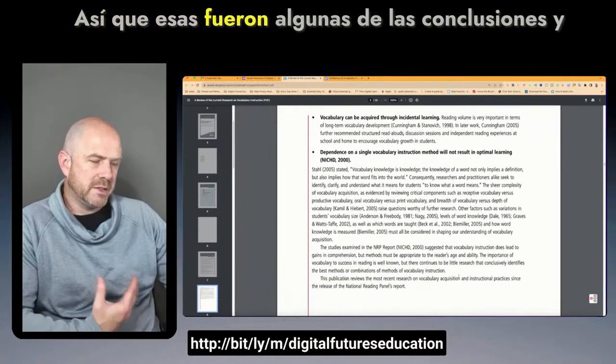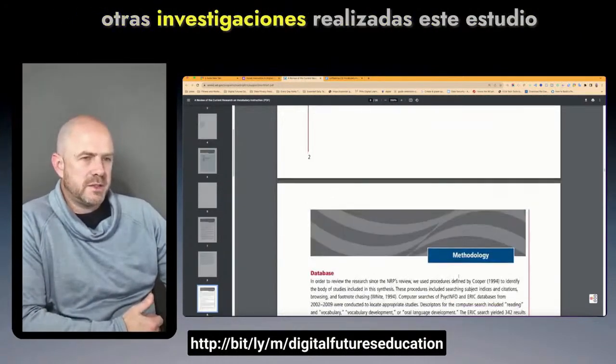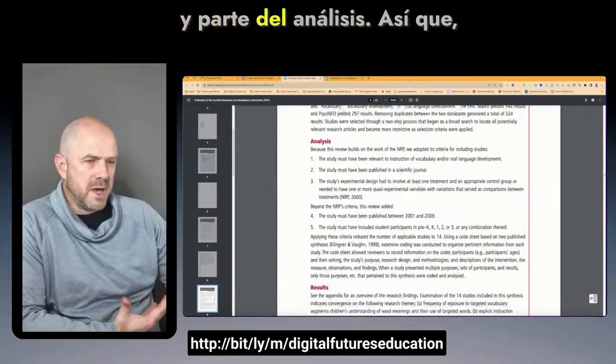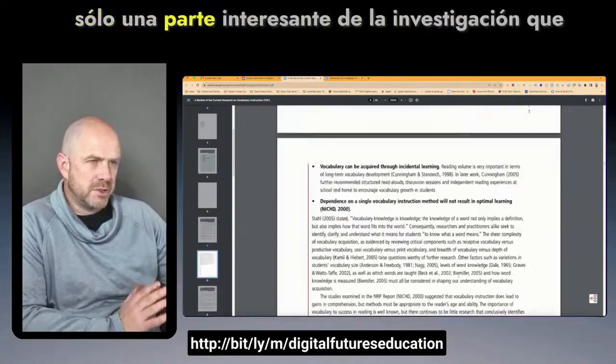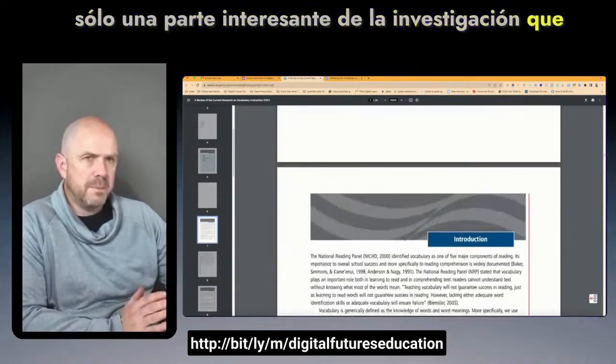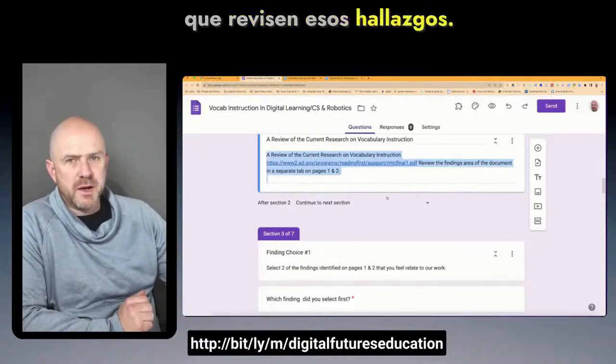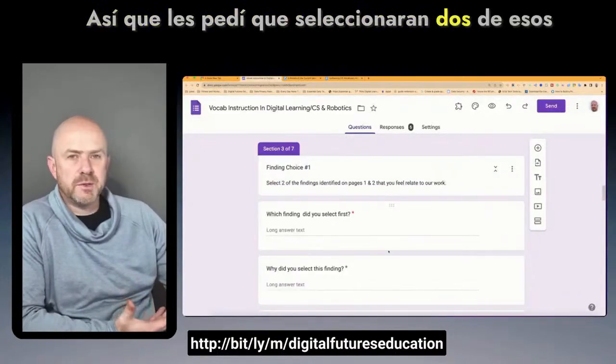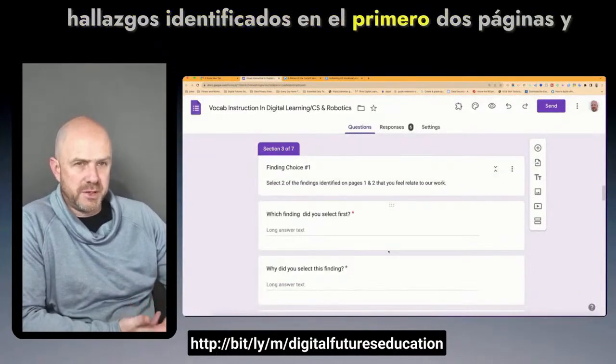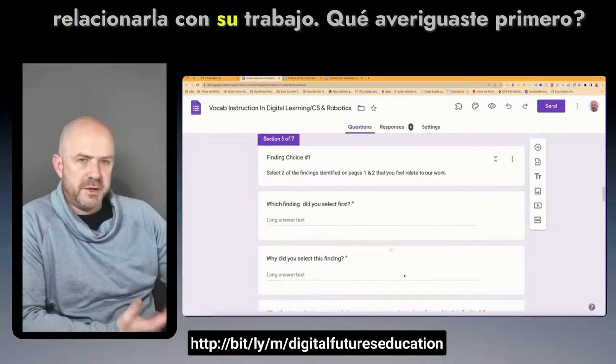So those were some of the findings and other research brought into this study and some of the analysis. Just an interesting part of research that I referenced through this form. And I asked that they review those findings. So I asked them to select two of those findings identified on the first 2 pages and relate it to their work. Which finding did you select first?